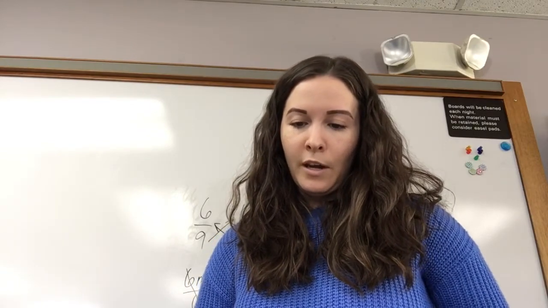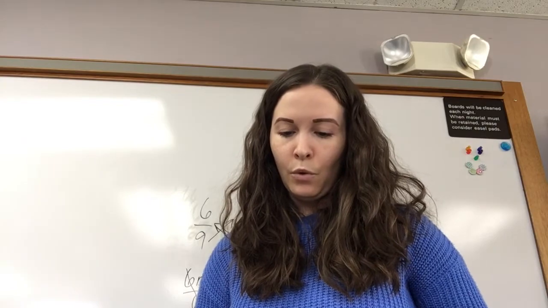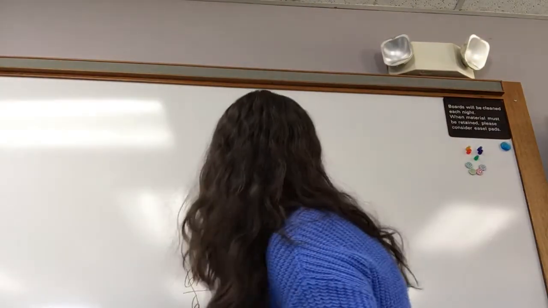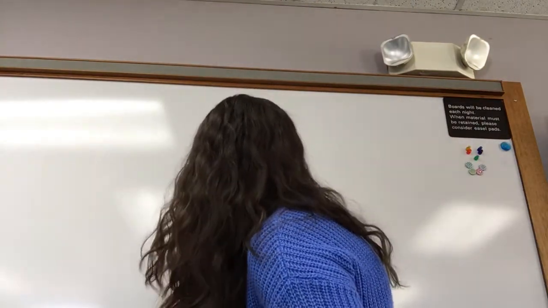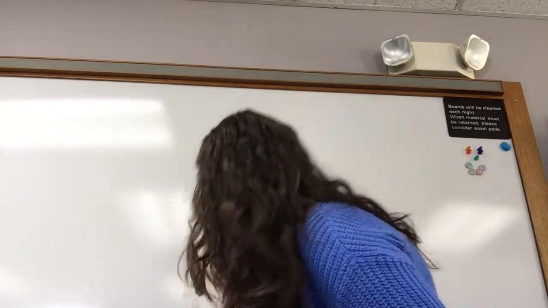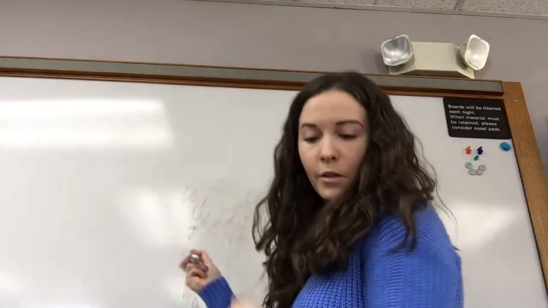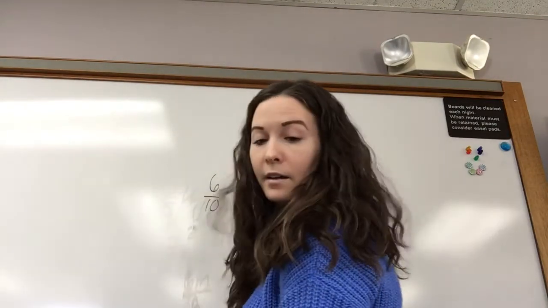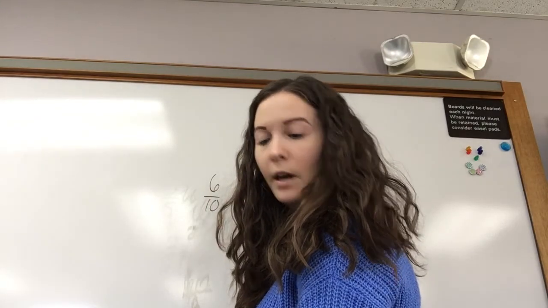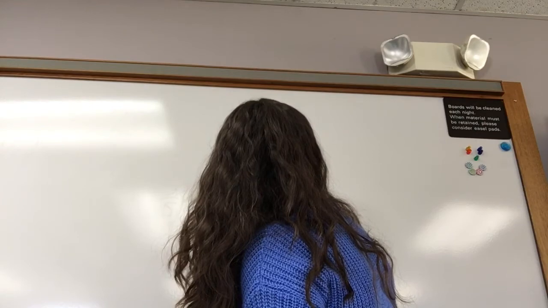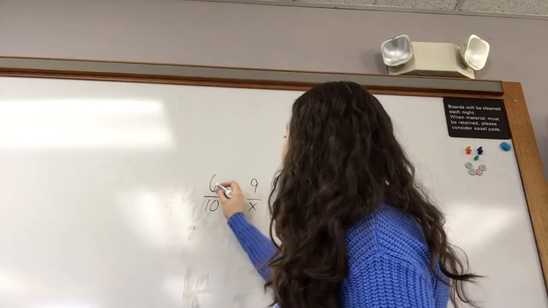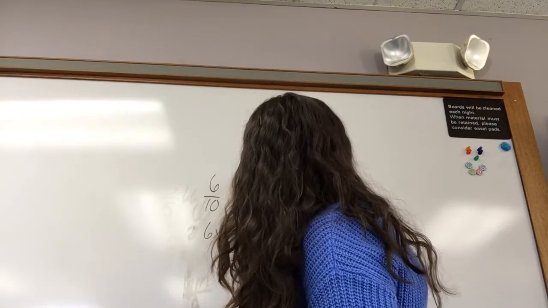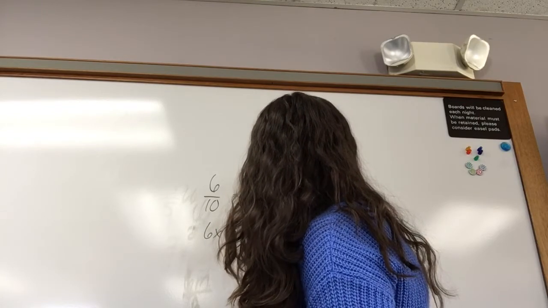We've got another example there, but let's jump into one of our practice problems. Let's look at letter C. So we have 6 is to 10 as 9 is to x. So again, we're going to crisscross multiply. 6 times x gives us 6x. And this is going to equal 10 times 9, which is 90.